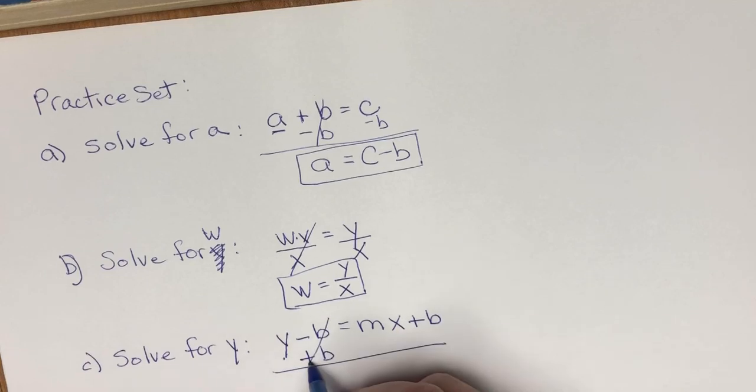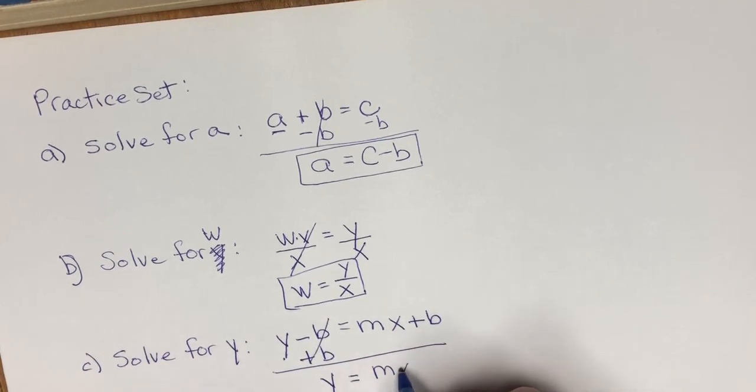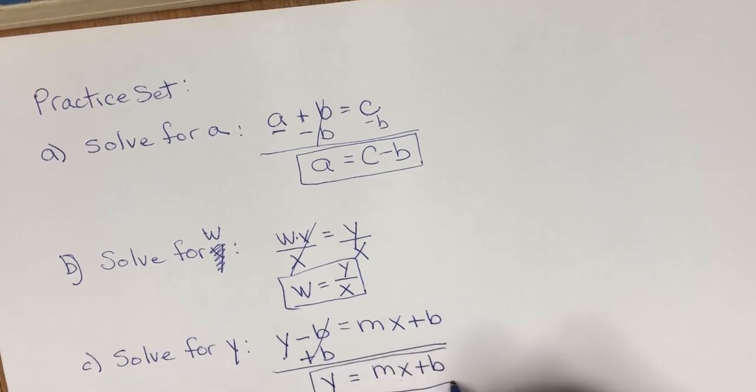And so here, these cancel to 0. Y equals MX plus B. And that is the solution. You can't go any farther than that.